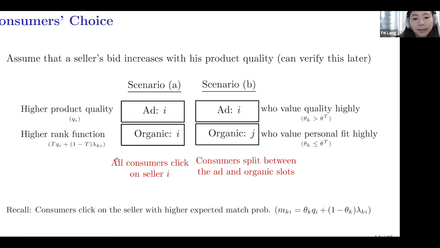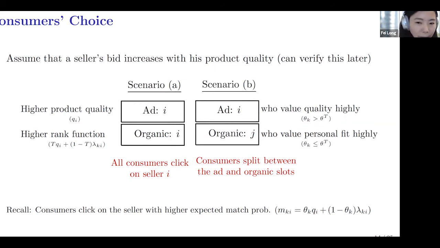But in scenario A, consumers will just click on the same seller. A little bit more about scenario A: the same seller shows up in organic slots, but it may not be exactly that seller I has the better personal fit. It's because seller I has a higher product quality, and that tends to give him a higher rank function. So even though seller J might rank slightly higher on personal fit, it can still be the same seller I who ranks high in the organic slot. This is how consumers purchase.